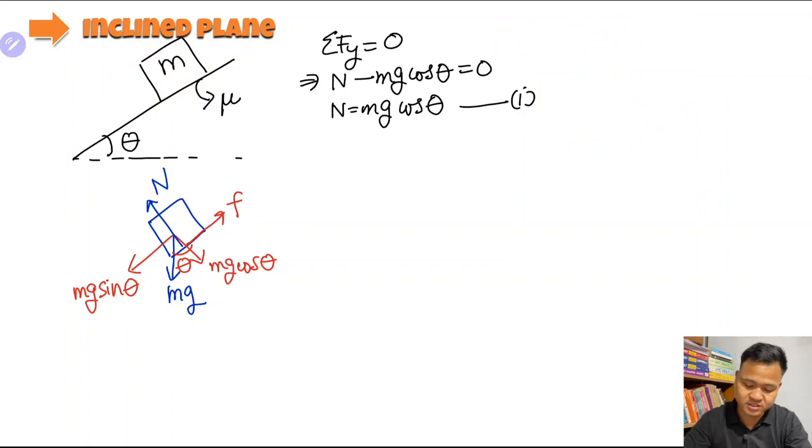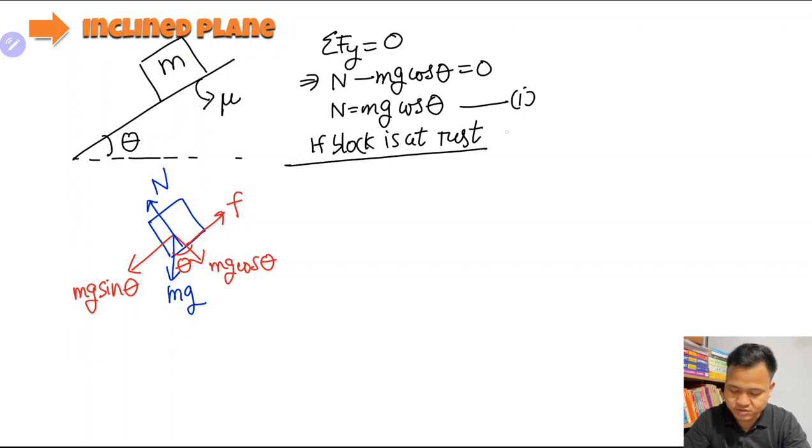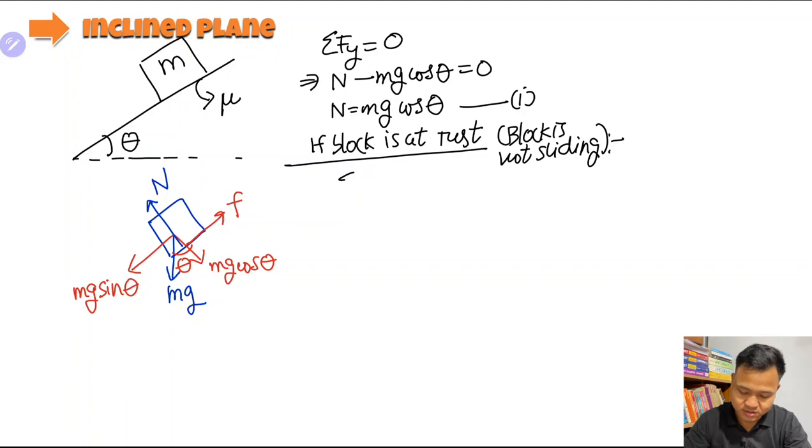So here, first let's see if the block is at rest. Let's assume the block is at rest. If the block is at rest, that means the block is not sliding. So here's the condition: fx is also 0. So the net force along the horizontal is also 0.